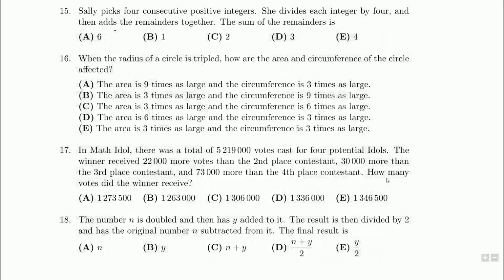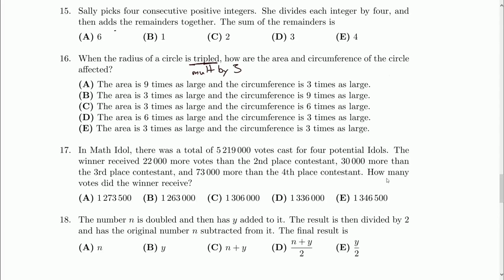Root Beer here with question 16 on the 2007 Gauss paper, the grade 8 Gauss, not the grade 7 Gauss. So let's have a look here. Question 16: when the radius of a circle is tripled, so we multiply it by 3, how are the area and circumference of the circle affected?